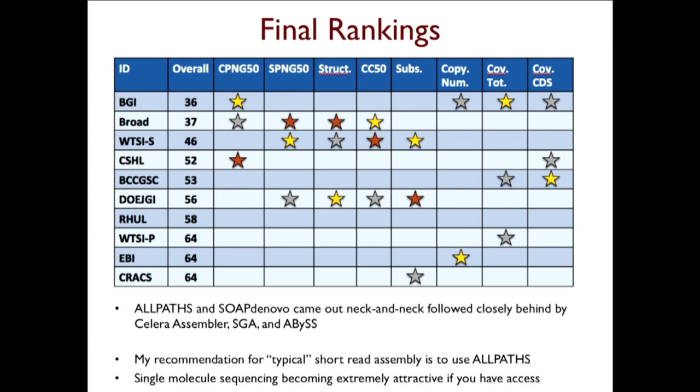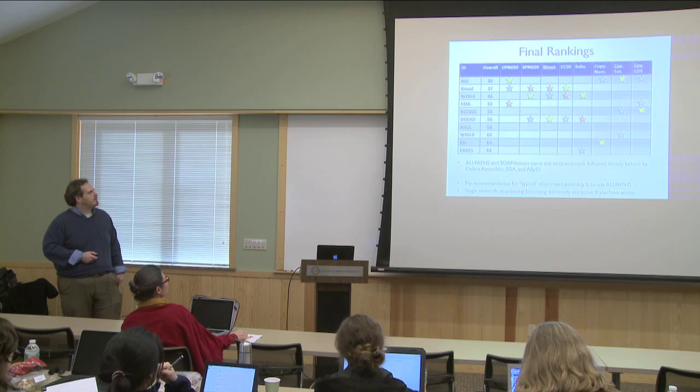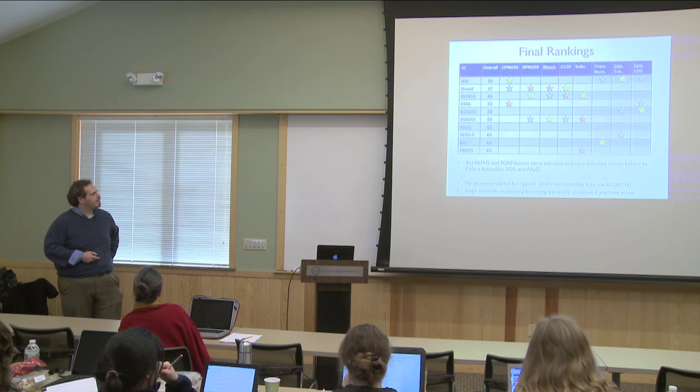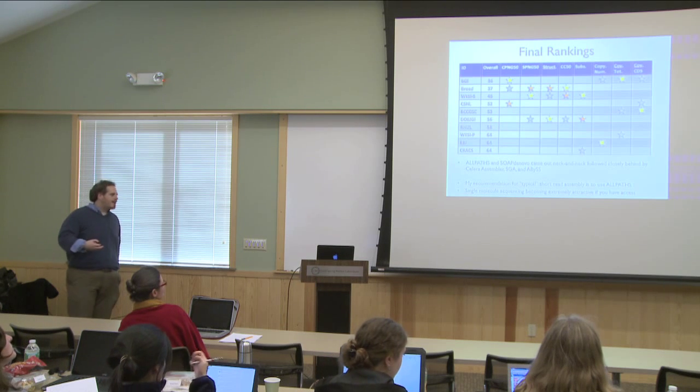In contrast, clearly you can get a good assembly out of SOAPdenovo, but none of that is easy or automated. It's up to you as the operator to control 1,000 different parameters. In fact, when I try to assemble these data using SOAPdenovo, I don't get anything that resembles that. I don't know. The people at the BGI must have some very clever ways to figure out what the parameters are.